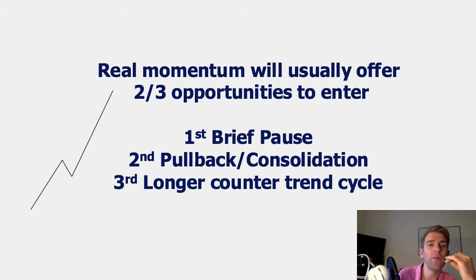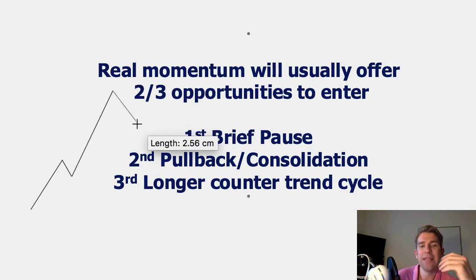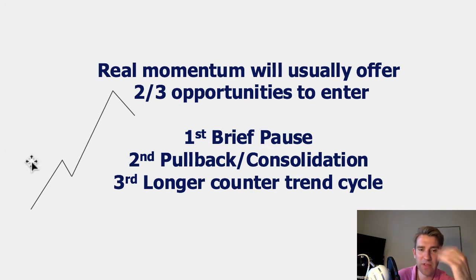And then often we'll get a deeper pullback or a consolidation. Maybe it's longer term, takes more time than the initial pause. So the drive, the pause, then you get a bigger pullback, perhaps to a 20 period moving average or something on a 1 minute, that then goes to highs. And the third is a longer counter trend cycle. That's really a different trade.